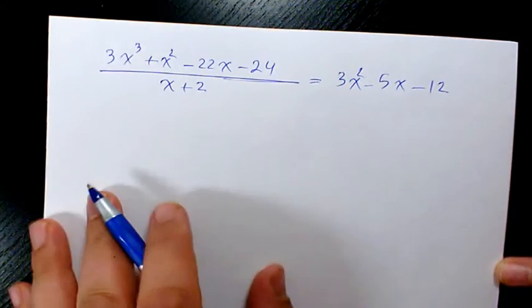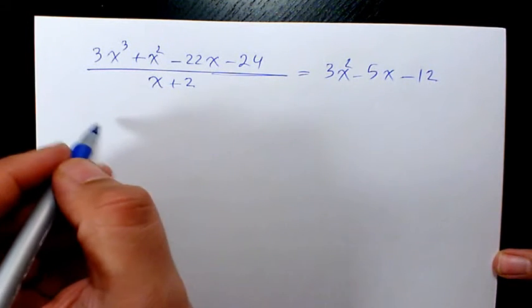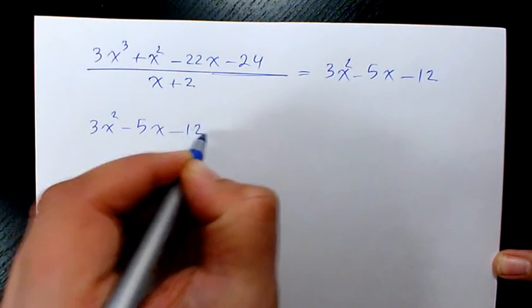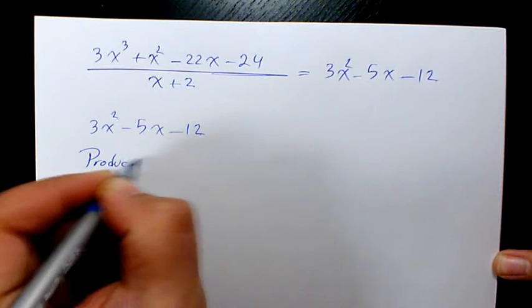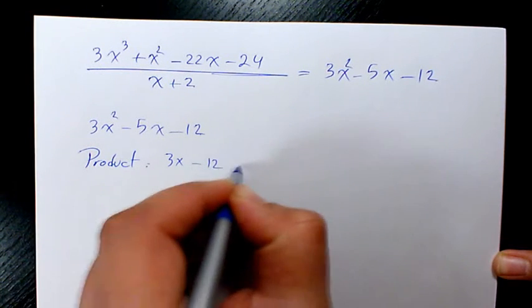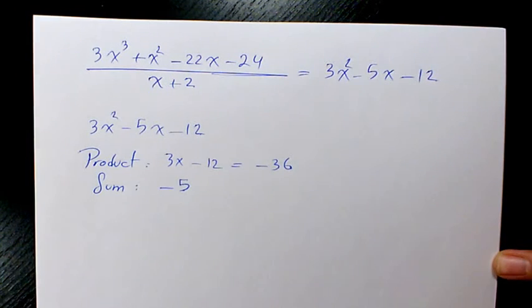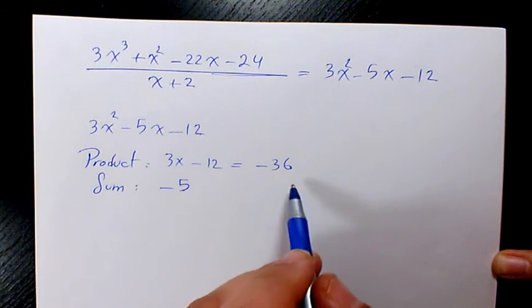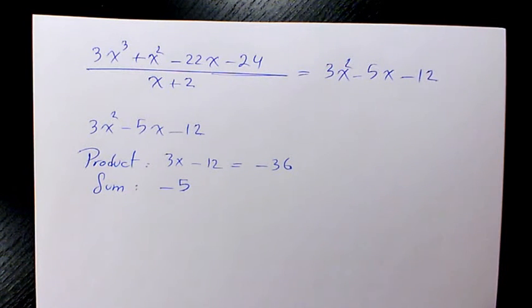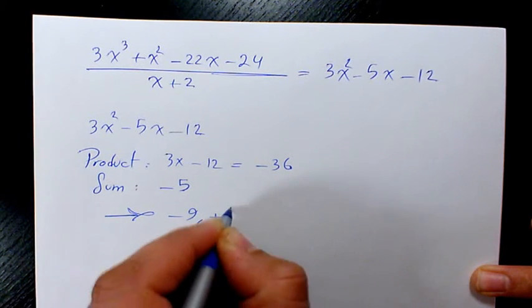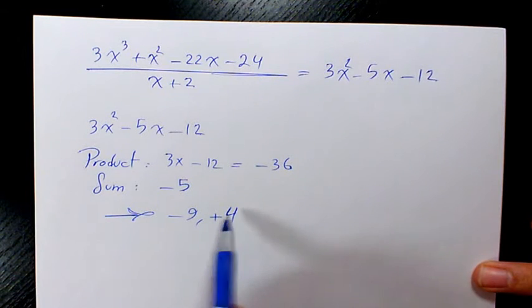Now let's look at this example. We need to factor 3x squared minus 5x minus 12. For the product, we are looking for two numbers that multiply to 3 times negative 12, which is negative 36, and whose sum is going to be negative 5. So what are these numbers? It's going to be 9 and 4. If you consider the two numbers to be positive 4 and negative 9, when you multiply them, it's going to be negative 36. When you add them, it's negative 5.